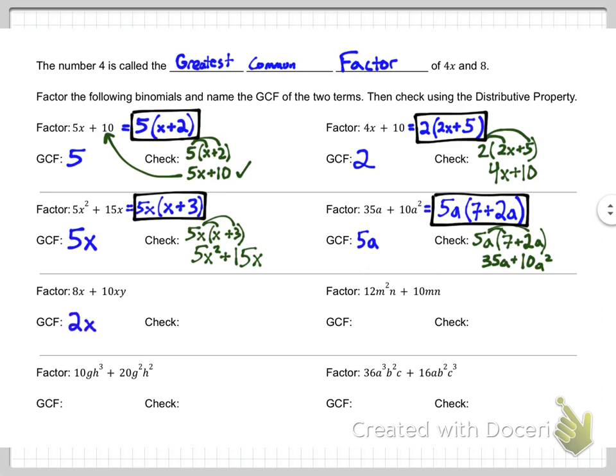For the next one, 2x is the greatest common factor, so write down 2x. I'm left with a 4 and a 5y. Let's check and make sure when you multiply that back out, you get 8x plus 10xy, so that is correct.